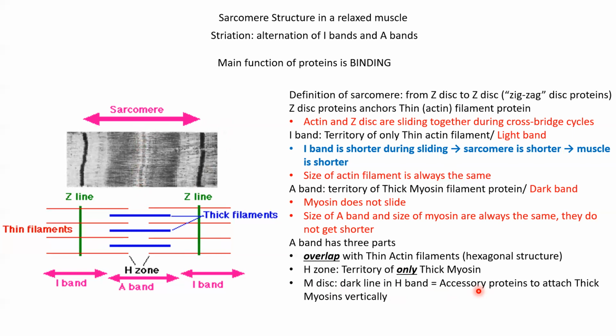So actin is sliding with the Z disc. What am I saying? The A band, including the M disc, is not going anywhere. In fact, the M disc protein makes sure that the myosin doesn't move. Is it clear, guys?